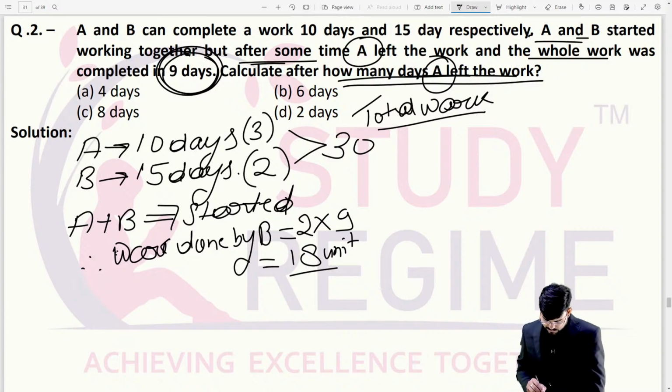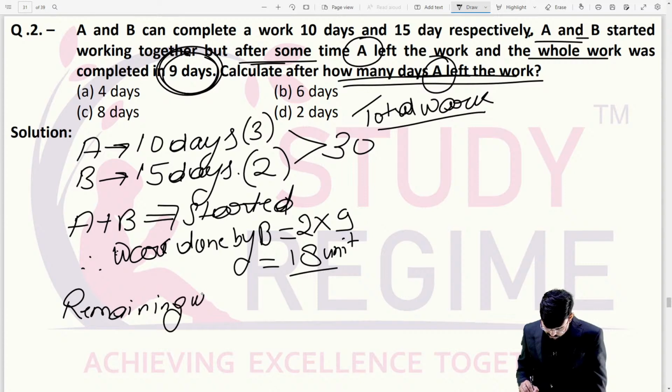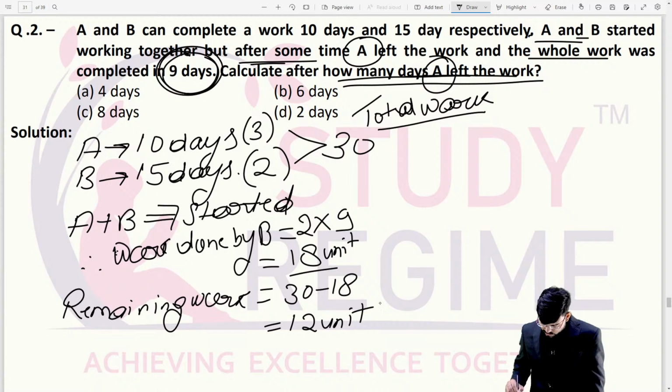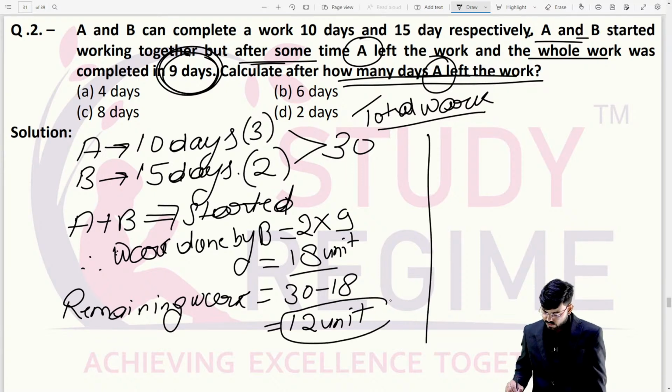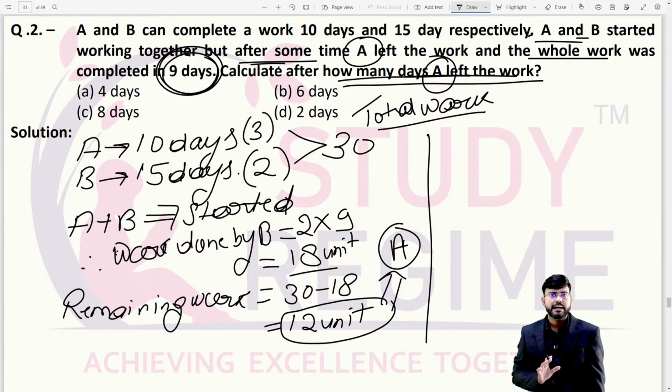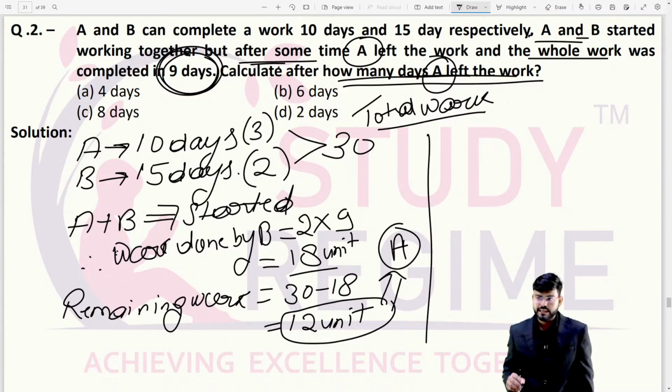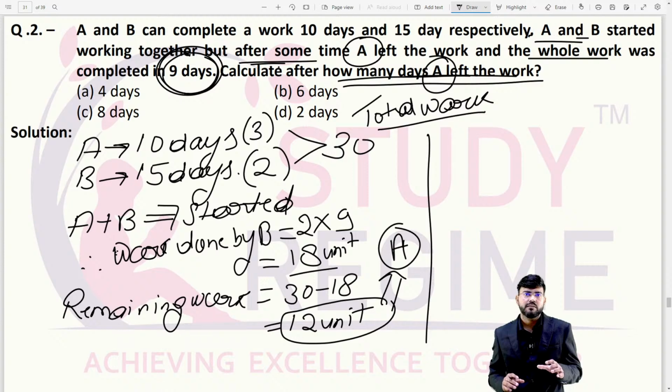So what is the remaining work? Remaining work was 30 minus 18, you will get what? 12 units of work. 12 units of work was remaining. This work was done by whom? Obviously A. Since B can do 2 units of work in a day and the work was completed in 9 days, the total work done by B in 9 days is 18 units. Now you subtract 18 from 30, you get 12 units of work, which is the remaining work, and this work is done by whom? A.